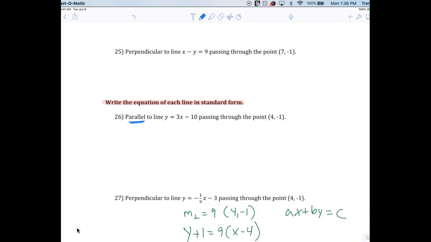If I want a parallel line, what's the slope of the parallel line, please? Speak up. Can we just say 3? All right, here we go. Passing through what point? 4, -1. Write the equation. Go.